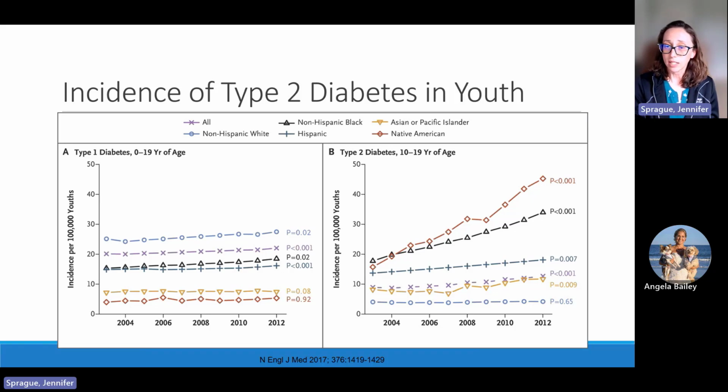But if we look at the second graph, which is type 2 diabetes, this is looking only at age 10 to 19, because type 2 diabetes is pretty rare before age 10, or pretty rare before puberty. I want you to specifically look at the red line, which is the Native Americans, and the black line, which is non-Hispanic blacks. You can see this really dramatic rise in the incidence of type 2 diabetes between 2003 and 2012. And this really mirrors what we saw a few slides back in this rising prevalence of obesity.